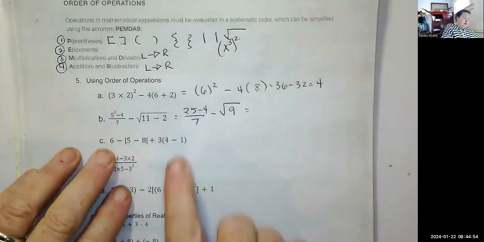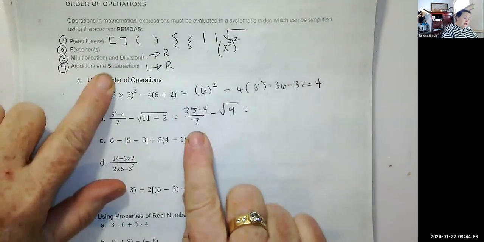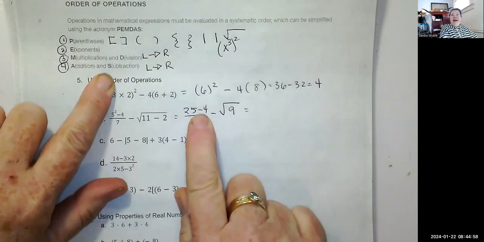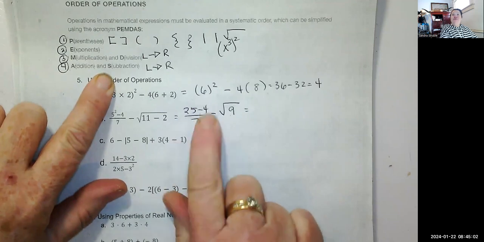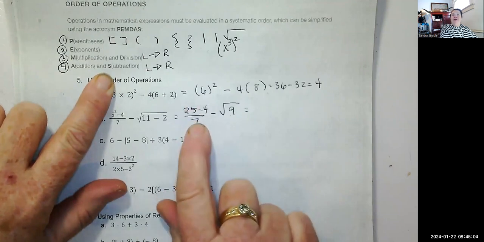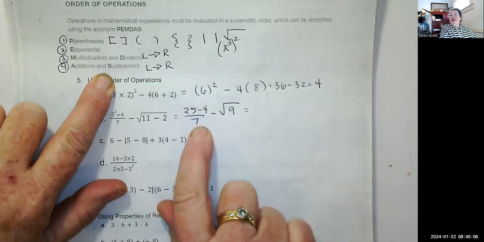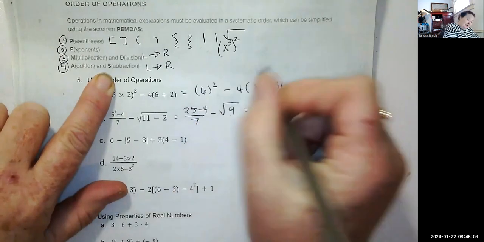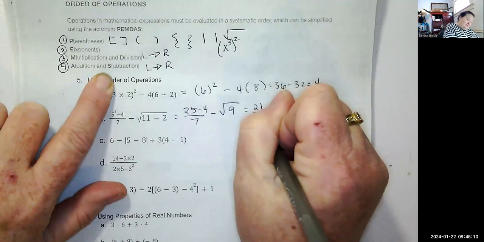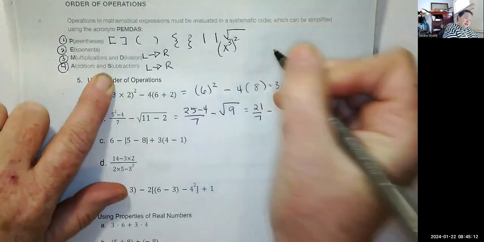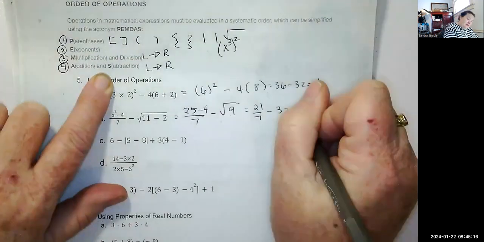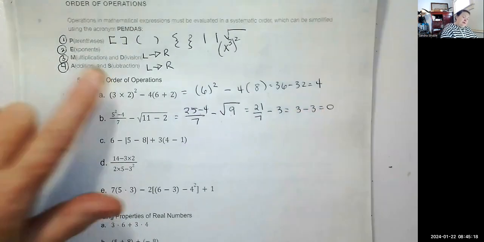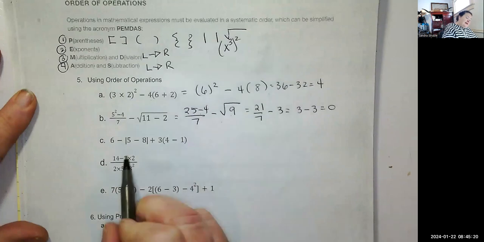Now, I know division comes before subtraction, but these are attached, 25 minus 4. So you have to go ahead and subtract these before you divide them. You can't go 25 over 7 or 4 over 7. You don't want to do that. So 21 over 7 minus the square root of 9, which is 3. 21 over 7 is just 3. Minus 3 is 0.